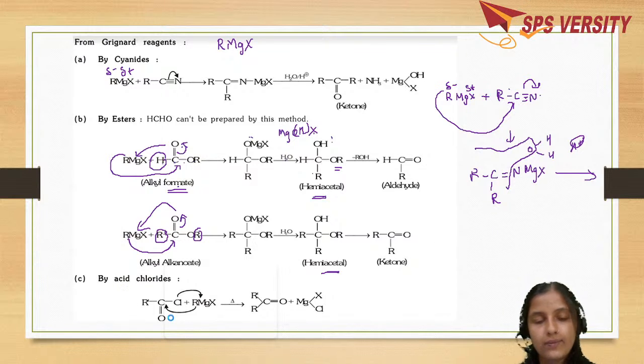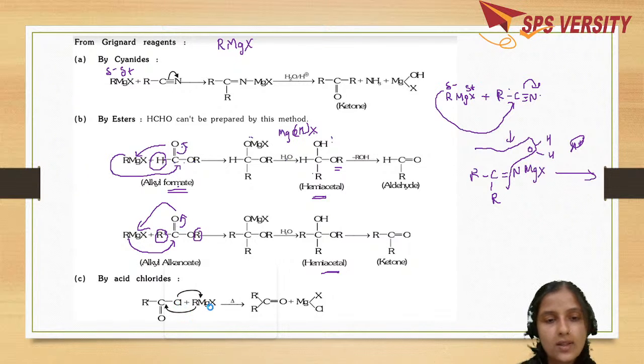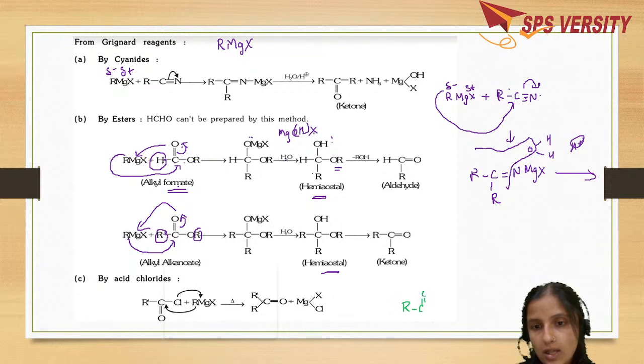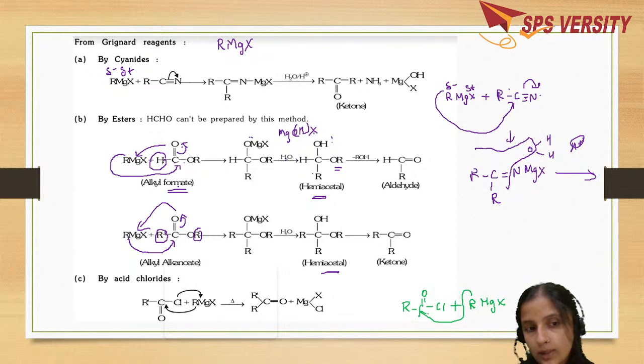By acid chlorides. Acid chlorides are the compounds where you have the carbonyl group with the chlorine attached to it, that's an acid chloride. When this is treated with RMgX, that's an alkyl magnesium halide, then what is going to happen? RCOCl plus RMgX. If this is the compound, then this R will go over here, and this shifts here, and this goes and takes up here. Hope it's clear to you.